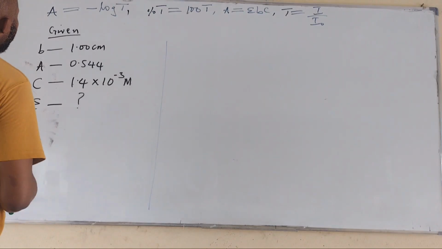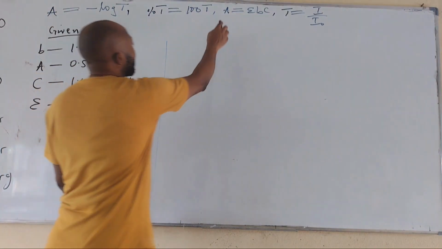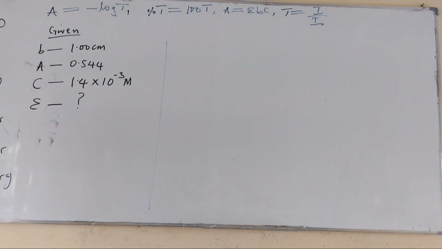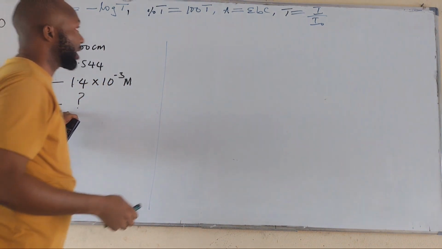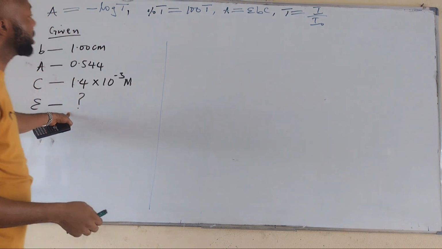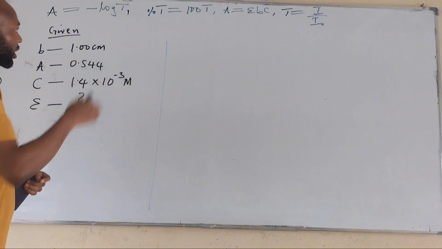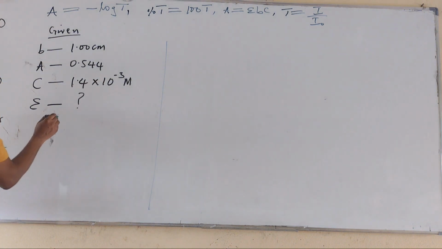Okay. Here again, you look here, you see our formula. A equals EBC, where A is absorbance, E the epsilon, what they're asking us, the molar absorptivity, B is the path length given, and C is the concentration. So we can use that. Solution.